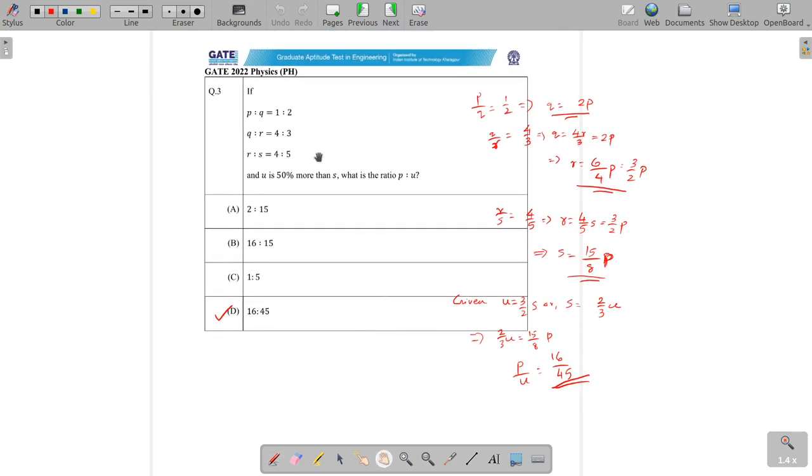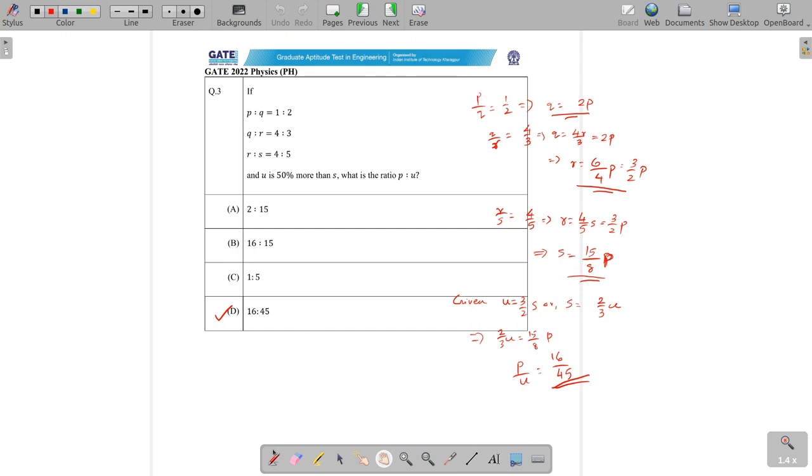Okay, so if P by Q is 1 by 2, Q by R is 4 by 3 and R by S is 4 by 5, and U is 50% more than S. So U is not in this list, but it's P, Q, R, S and U. So the fifth number, what is the ratio P is to U? The first number and the last given number.